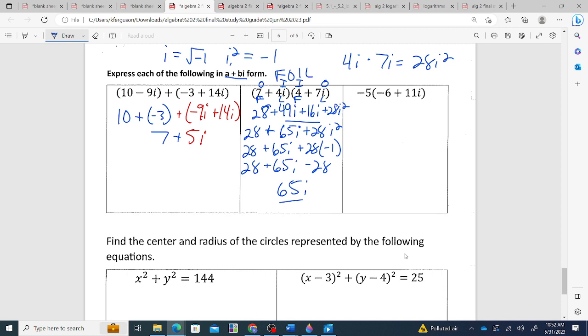i times i, yep, i squared is negative 1. i is just the square root of negative 1, excuse me. And this last one, I'm just doing the distributive property. Negative 5 times negative 6, that's positive 30. Negative 5 times 11i is negative 55i. That's it.